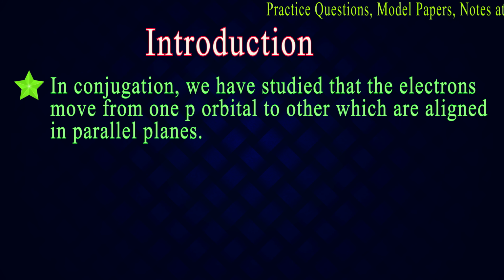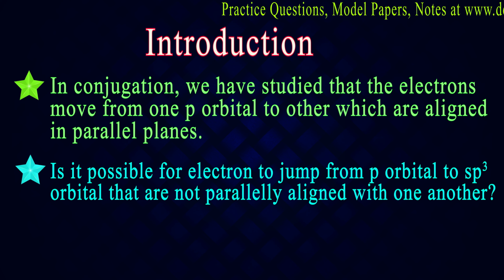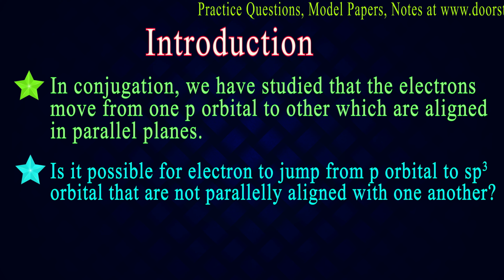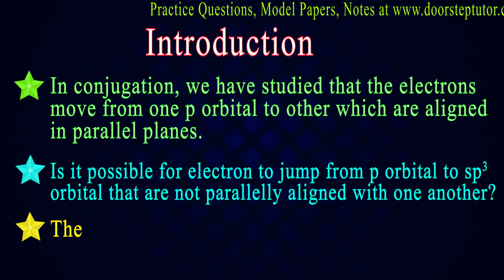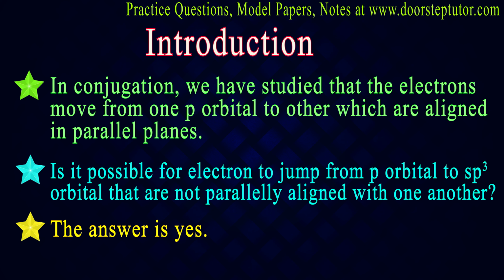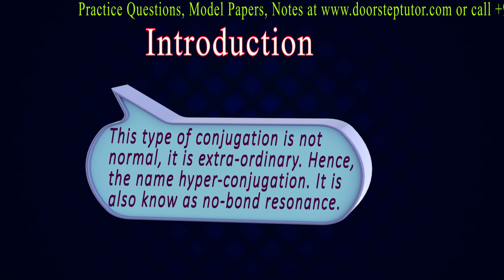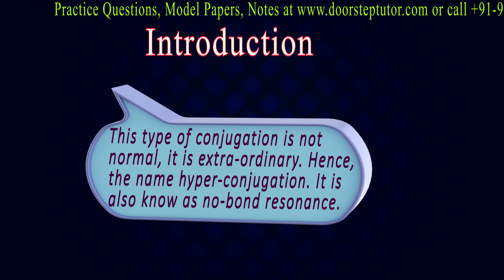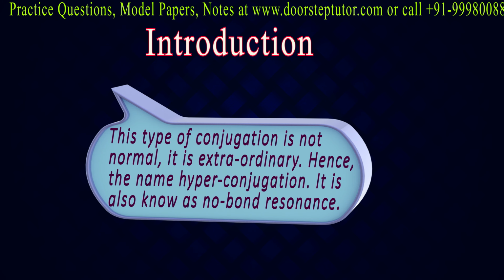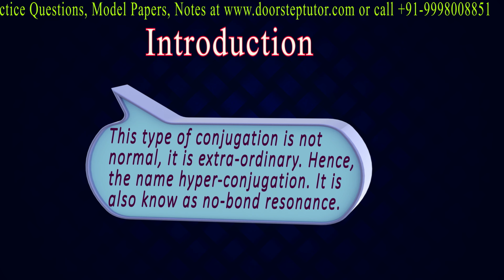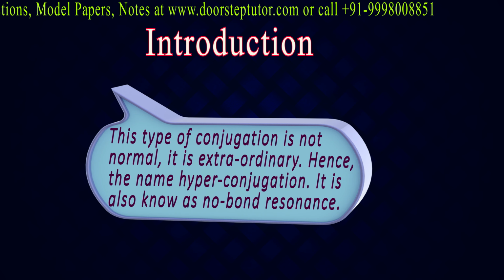Now here arises a question: is it possible for the electrons to jump from one p orbital to an sp3 orbital that are not parallelly aligned with one another? The answer is yes, it is possible. Although it is not normal, this kind of conjugation is extraordinary. That's why it is called hyperconjugation, and it is also known as no bond resonance. I'll tell you the reason behind this no bond resonance in a moment, but for now let us study more about hyperconjugation.